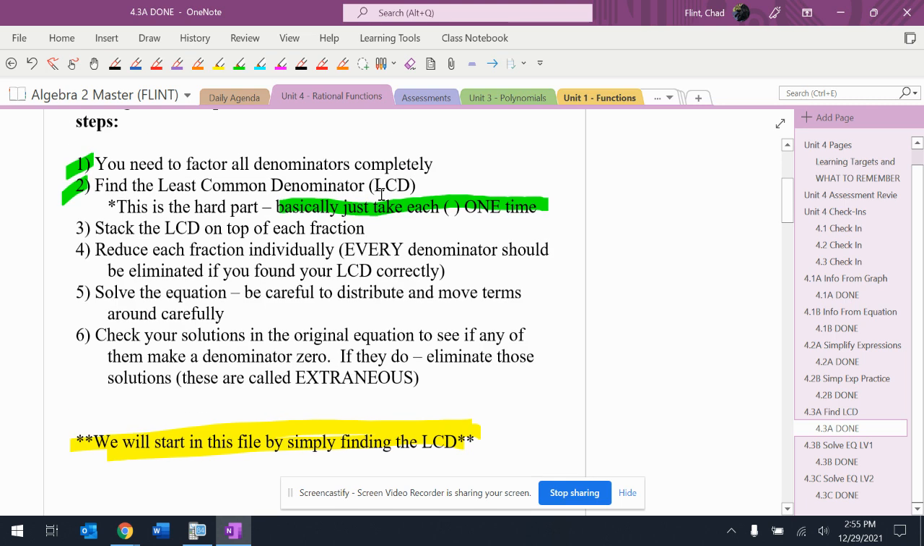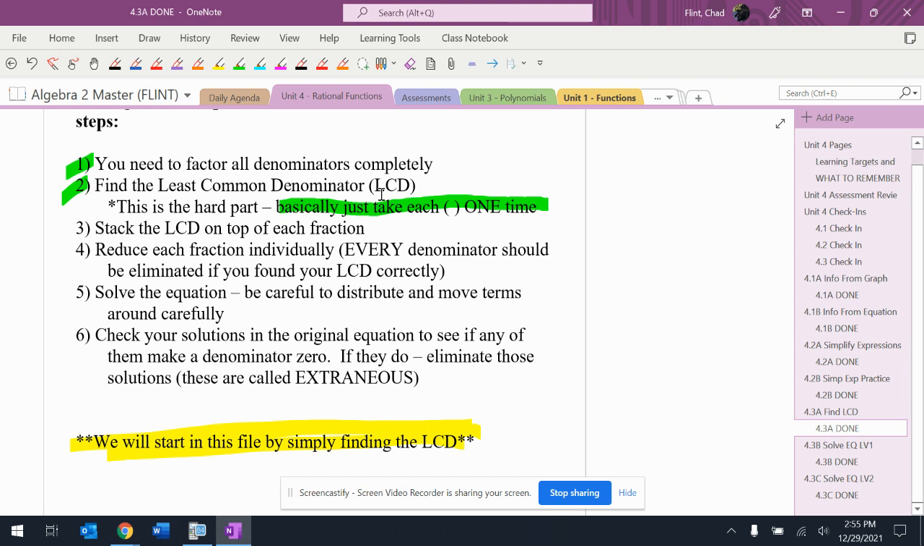So factor everything, find the LCD. We did that. Then I call it stacking the LCD on top of a fraction. This is not how other teachers do it. A lot of times they do all kinds of different goofy things. I think that number 3 is really important, to stack it so you can see it. All right. Then reduce each fraction individually. Every denominator should be eliminated if you found your LCD correctly. All right. Every single one should be eliminated.